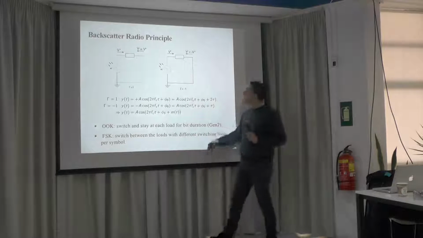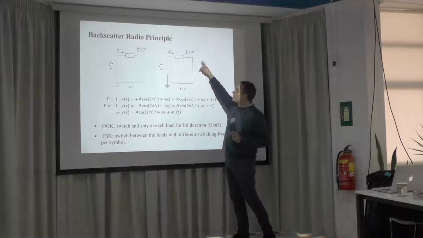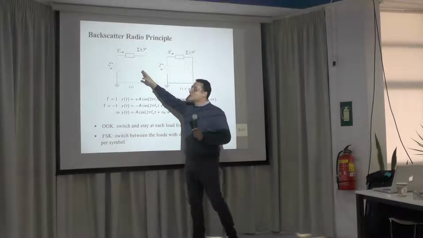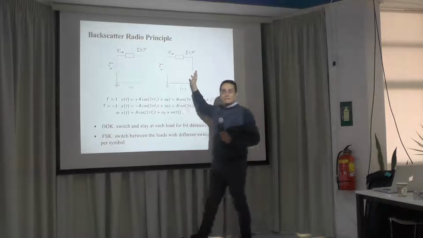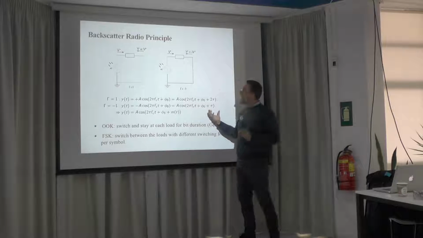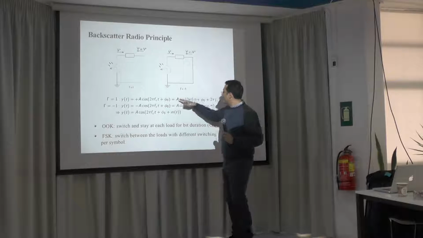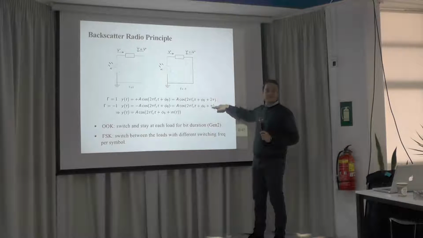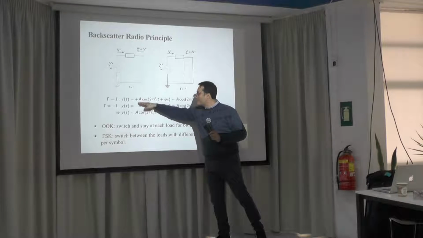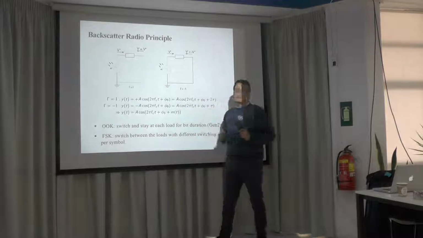Okay? So essentially, when my sensor changes between two loads, one is open circuit and the other is closed circuit, I essentially create at the environment a backscatter signal that has a different phase, right? And that different phase essentially controls the amplitude exactly the same way as here.